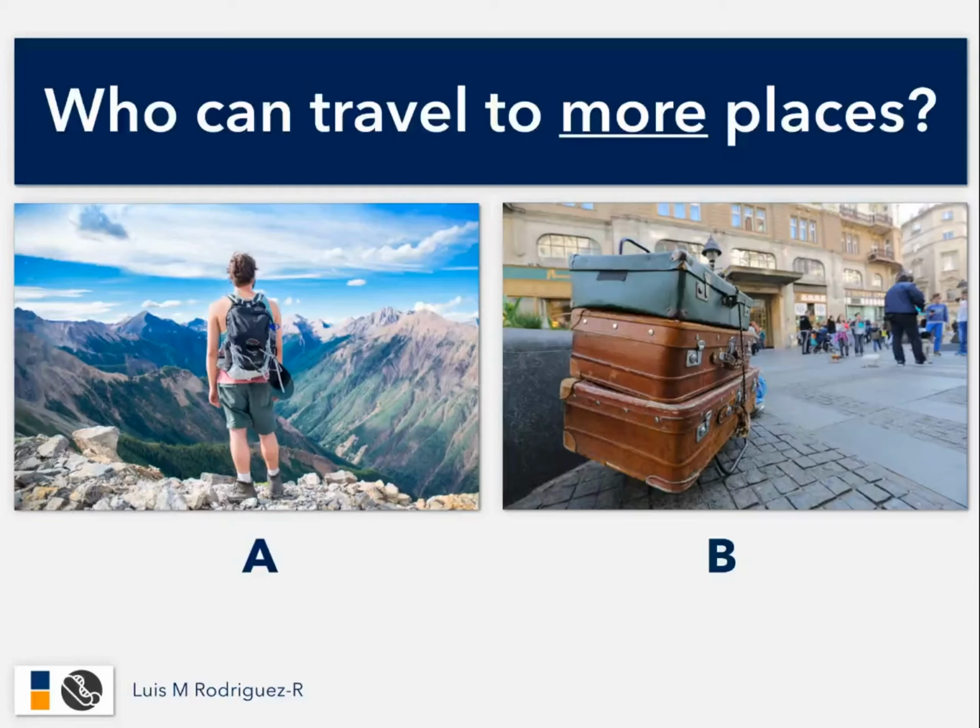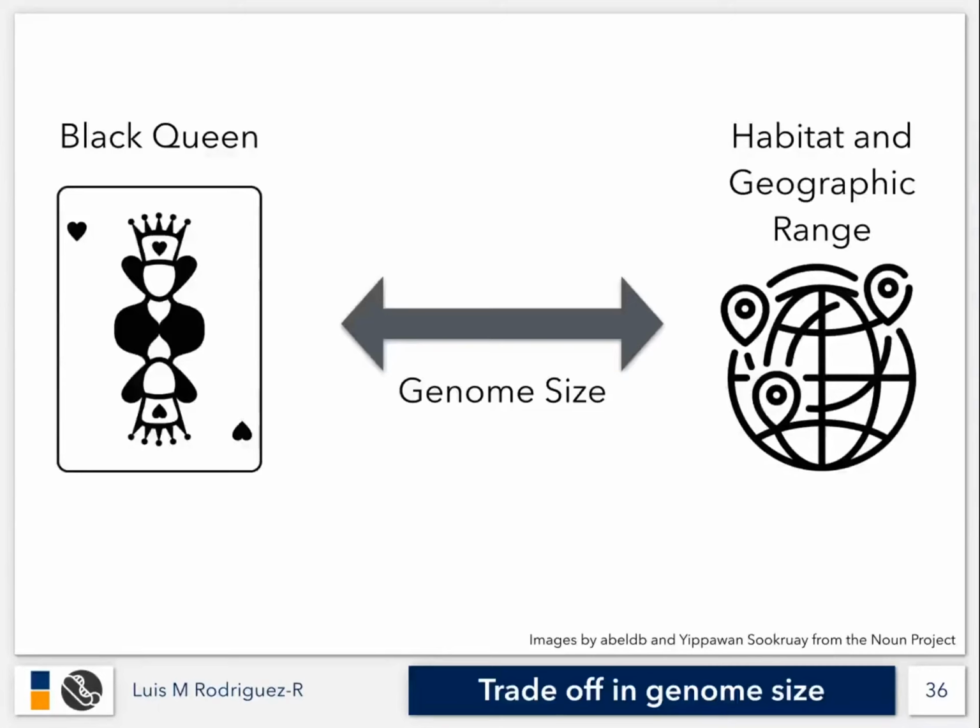Wow, this is remarkable. We have exactly a 50-50 split. And you're both correct. This is a really hard problem. I don't know the answer a priori. And this is at the core of a well-known, or somewhat publicized, trade-off in genome size in the field. On one hand, we have something called the Black Queen hypothesis.